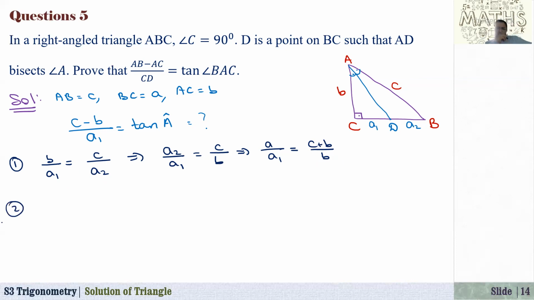Now the second step. So we have to find (c minus b) over a1, right? So using the angle bisector, the second one is, what is tangent of A? Tangent of A is equal to the opposite side, that is a over b. Okay, so now a over b. We have to show that that's equal to (c plus b) over b.